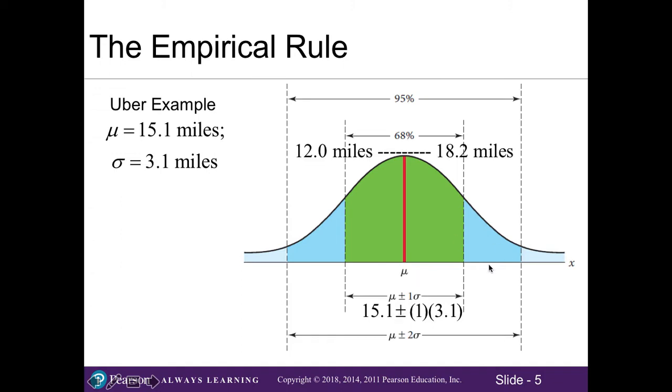So that means I know that within one standard deviation of the mean, 68% of Uber rides are somewhere between 12 and 18.2 miles in distance.